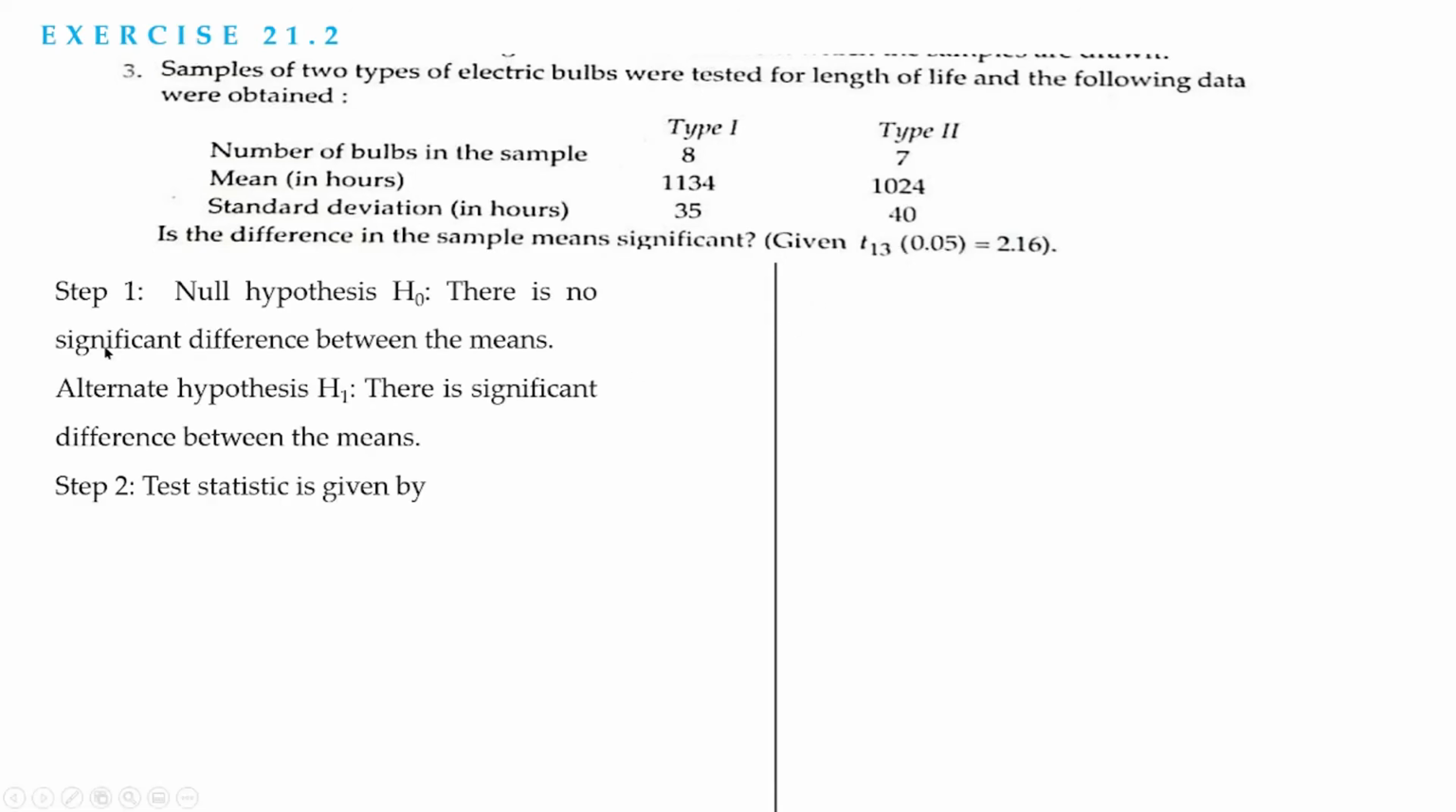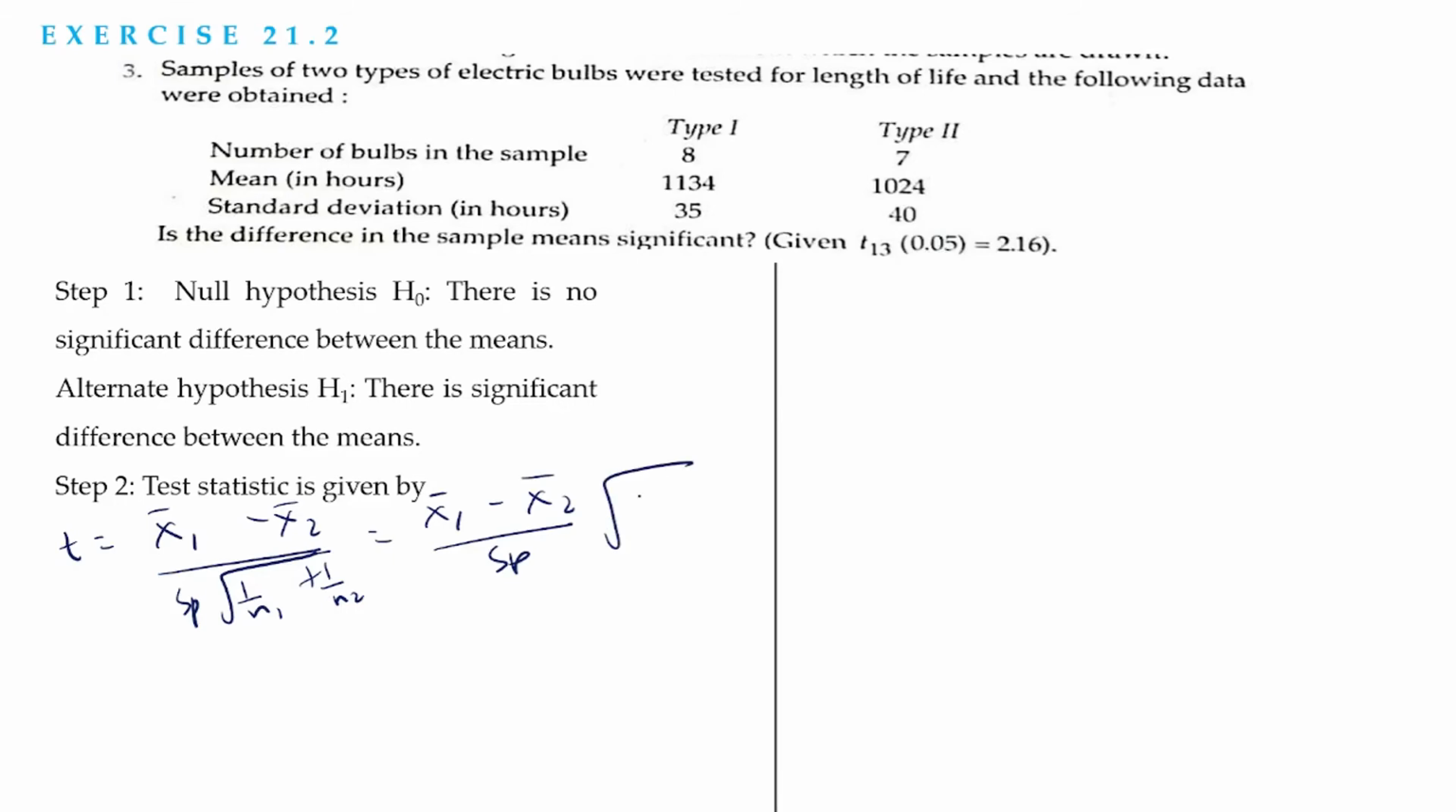So first we have the null hypothesis: there is no significant difference between the means, and then the alternate hypothesis H1: there is significant difference between the means. Then the next step is the test statistic. It is given by x1 bar minus x2 bar upon sp into root of 1 by n1 plus 1 by n2, or it is equal to x1 bar minus x2 bar upon sp into root of n1 n2 upon n1 plus n2. So we have everything given here.